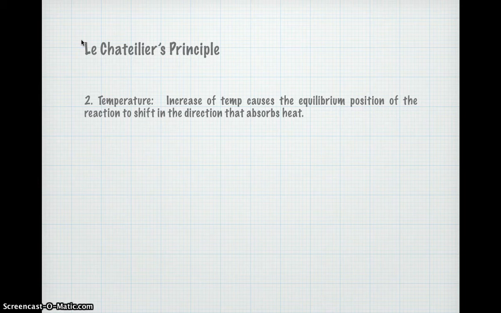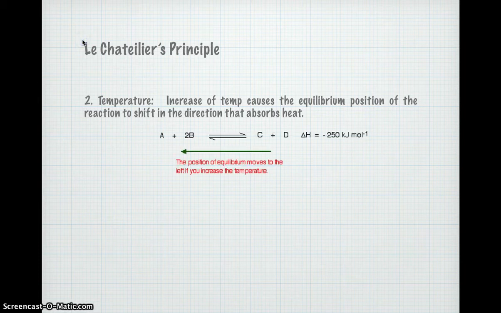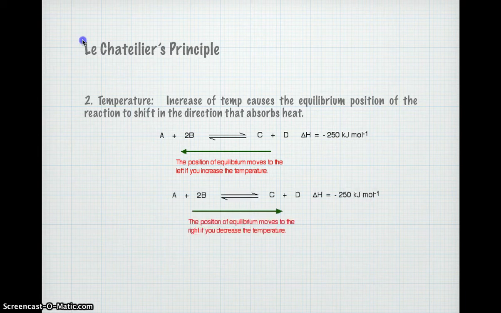An increase of temperature causes the equilibrium position of the reaction to shift in the direction that absorbs the heat. So let's take a look. If I increase the temperature in the system, all right, the position of equilibrium moves to the left. All right, so that means more A and B is going to be made.